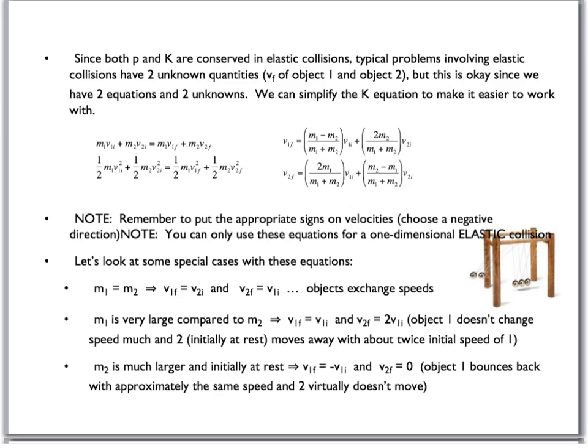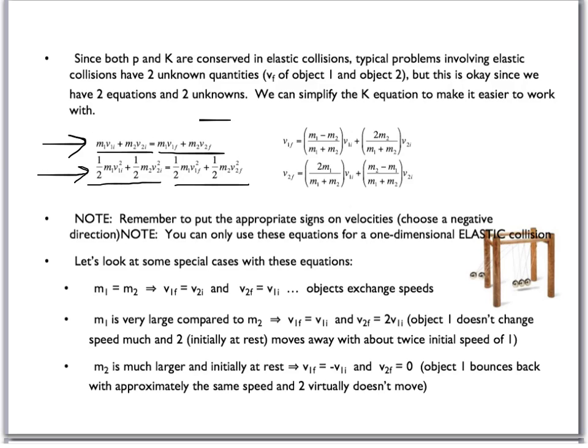Now, for elastic collisions, since both momentum and kinetic energy are conserved, typical problems would have two unknown quantities, the final velocities of both objects in that collision. And it's okay to have two unknowns because we have two equations that we can set up. Remember, for an elastic collision, we can conserve momentum, where the momentum coming in initially is equal to the momentum coming out, and we can conserve kinetic energy. So the 1/2 mv squared initially is going to have to be equal to the total 1/2 mv squareds of each of the objects in the end as well.